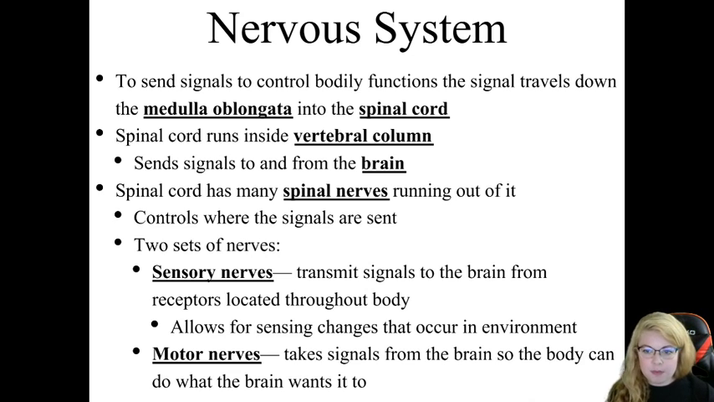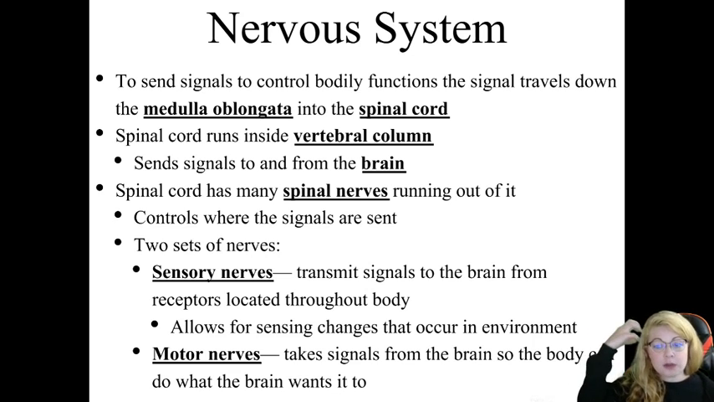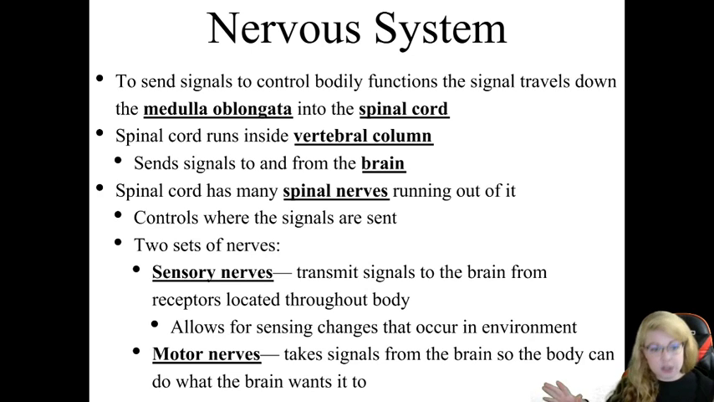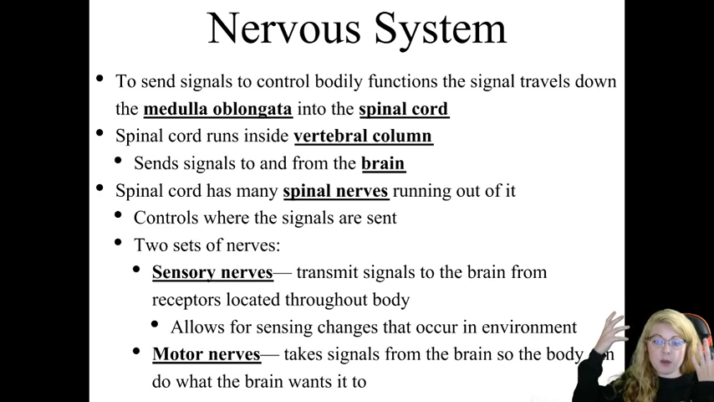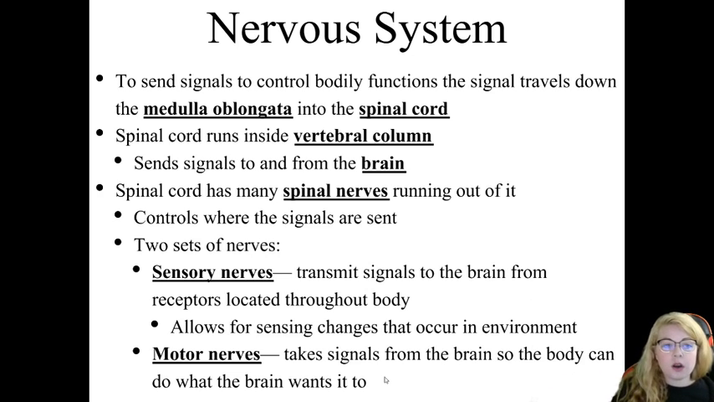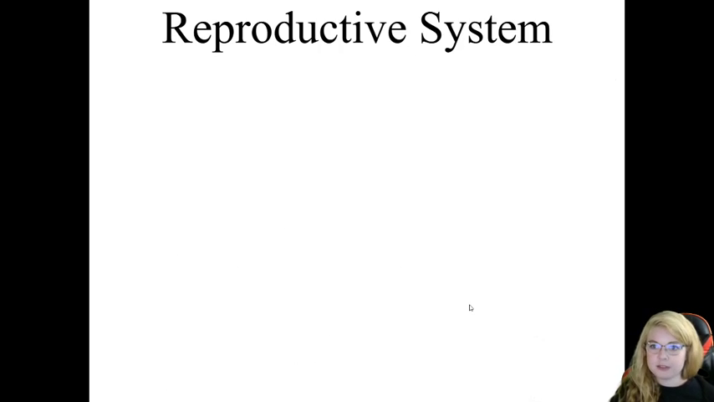They send signals back up to your brain to say that it's hot, we need to sweat to cool down, or we're in pain, we need to send a pain signal. Whereas your motor nerves take signals from the brain so the body can do what the brain wants it to. It's the other direction. Sensory nerves go up to the brain to tell what's going on in the environment, while motor nerves tell the body how to respond to whatever your brain thinks that you need to do in that condition. Both of these work concurrently together to tell your body what's going on in and around you and how it should respond.